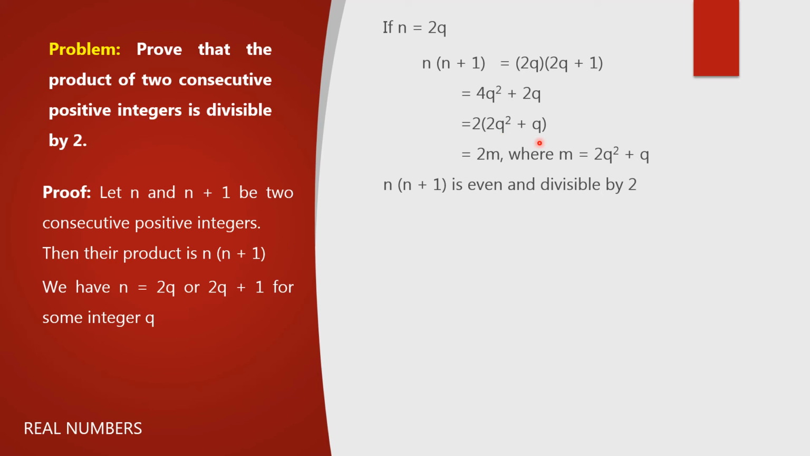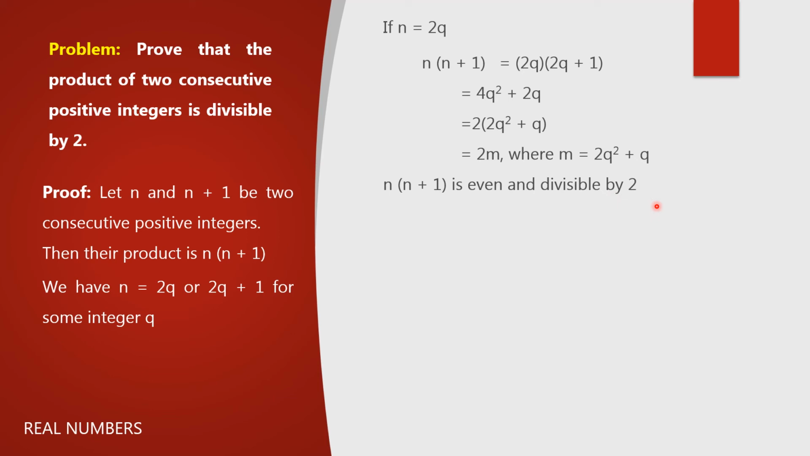I can assume this one as m, 2m, where m is equal to 2q square plus q. The final statement what I got is n into n plus 1 is equal to 2m. That means there is no remainder. Therefore n into n plus 1 is divisible by 2. Every number which is in the form of 2m is called even, we know. That's why here I am writing n into n plus 1 is even and divisible by 2.